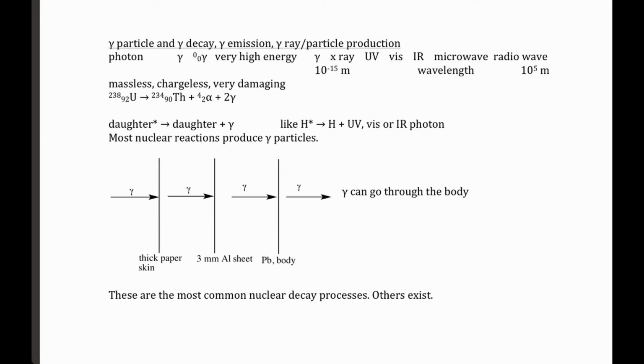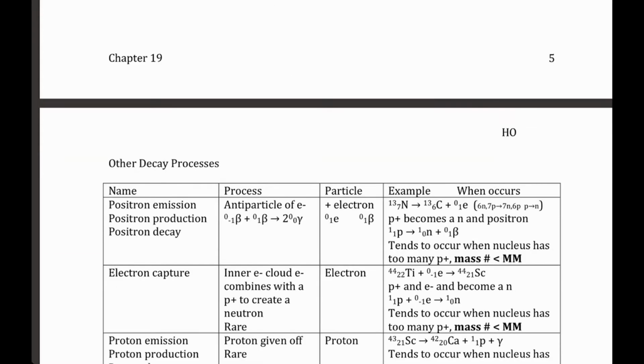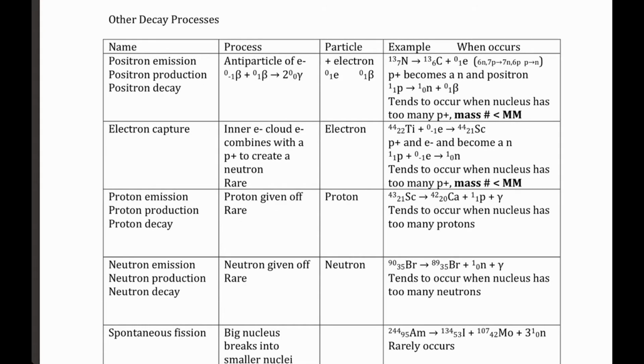Okay, so these three nuclear decay processes are the most common, but others exist. And we'll look at those now. So, other nuclear decay processes. Probably of those, the most common is positron emission. We could call that positron decay, positron production. And the positron, what's being produced, is a positive electron. It is the antiparticle of the electron.